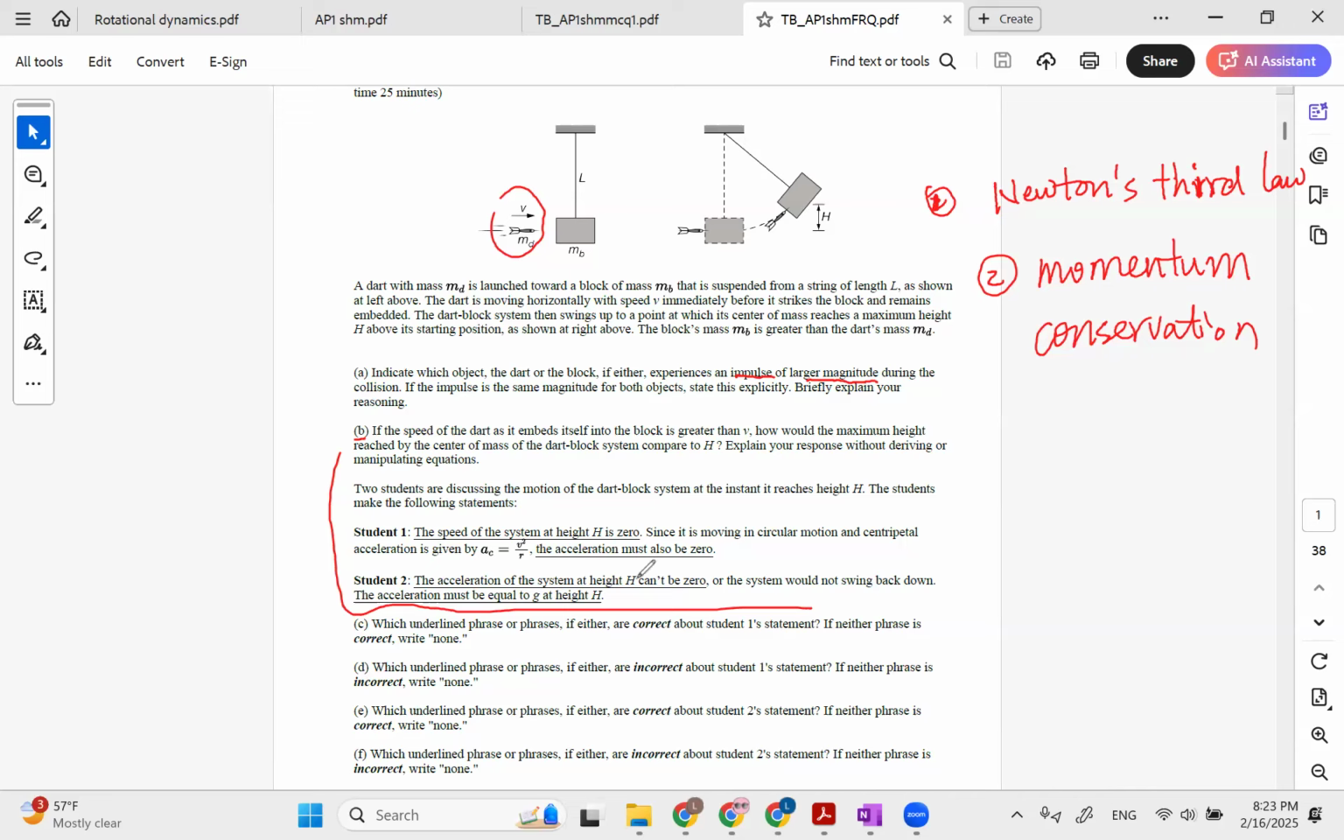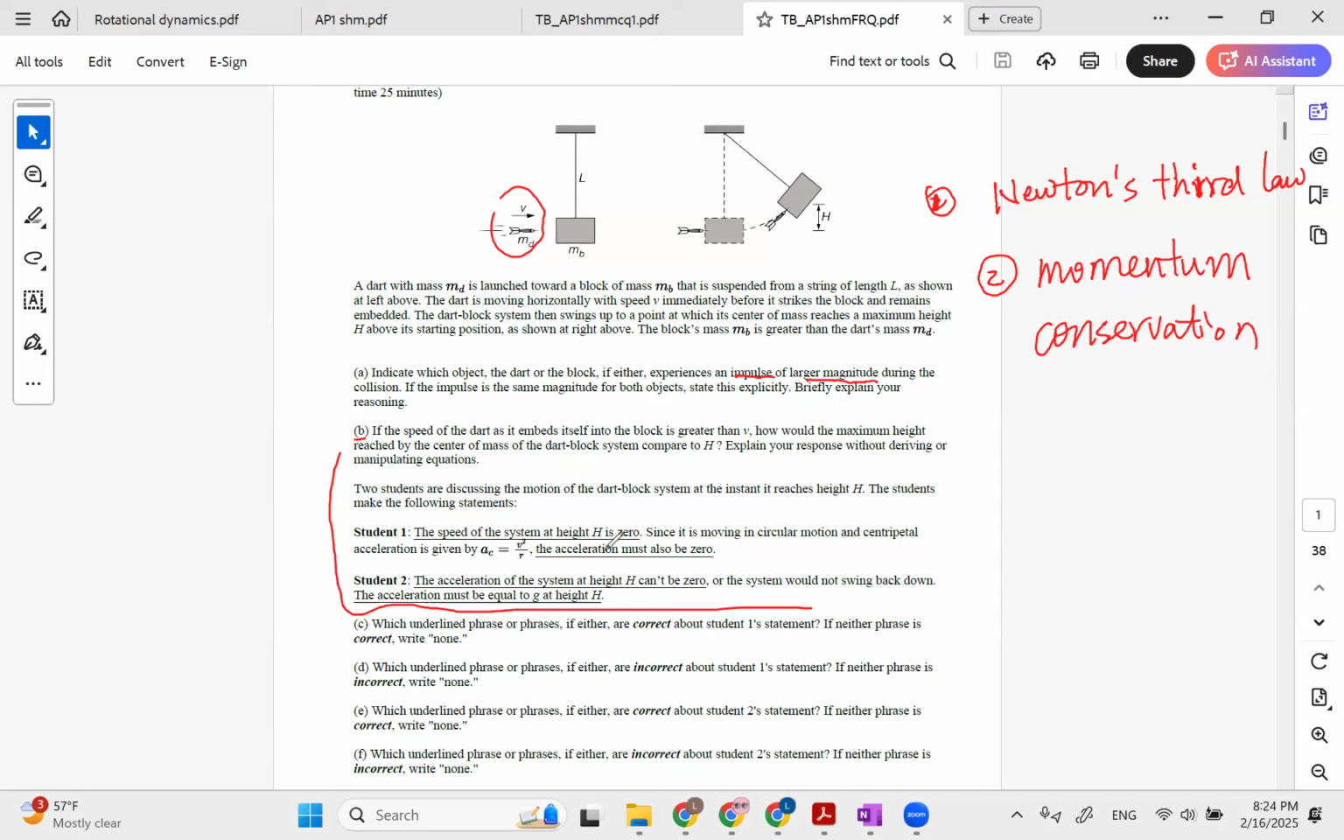So B, how do you answer it? Is it student 2? How would the maximum height change compared to h? Does it go higher, lower, or stay the same? Greater, less than? Higher, okay.